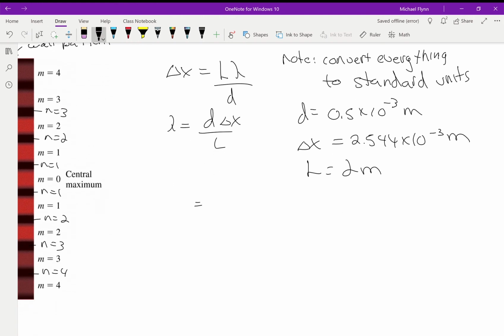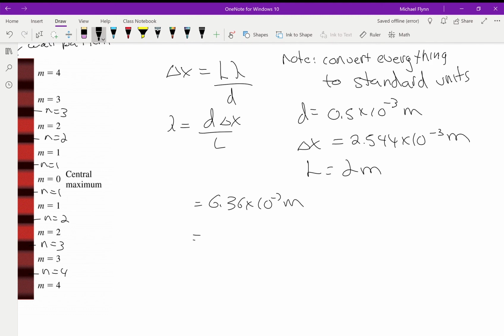Okay, let's plug all these numbers in, see what we get. So 0.5 times 10 to the negative 3 times 2.544 times 10 to the negative 3, divided by 2 equals. I get 6.36 times 10 to the negative 7 meters.